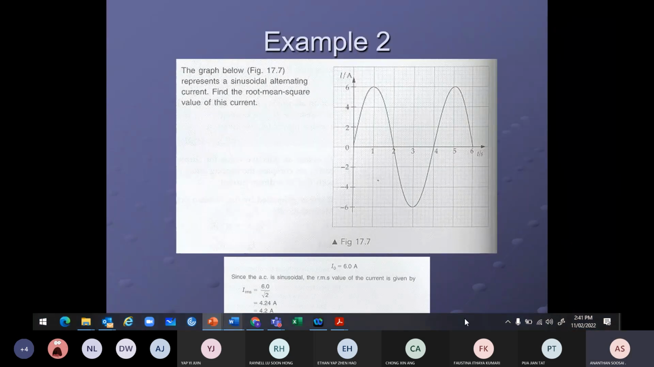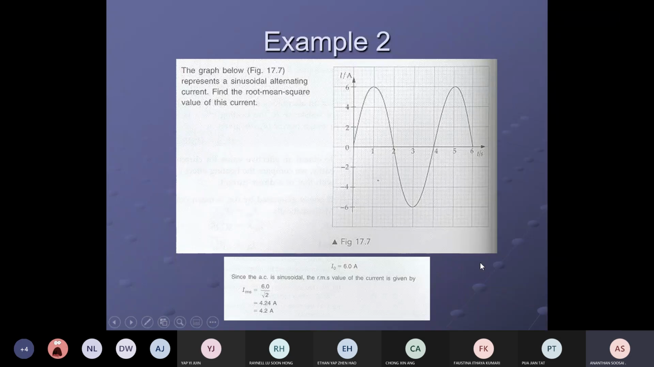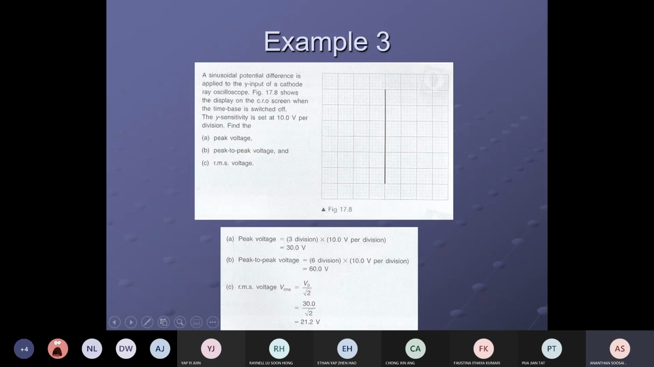More questions for understanding this concept. Okay, so one question again. Look at this question, look at the solution. A sinusoidal potential difference is applied to the Y input of a cathode ray oscilloscope, the display on the CRO screen, and the time base is switched off. Actually, on a CRO, it is supposed to appear as a wave, right? But because the time base is switched off, it only shows a vertical line, okay?